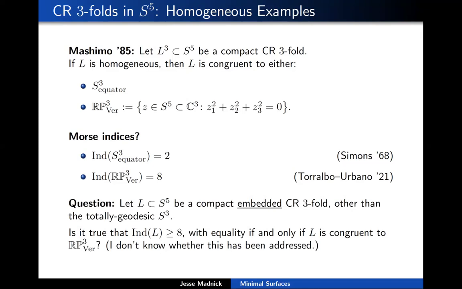I personally would be interested in knowing whether the Veronese RP3 has lowest Morse index among all compact embedded CR threefolds that are not totally geodesic, of course. So if I have a compact embedded CR threefold that's not the equatorial S3, is it true that the index is at least 8 with equality if and only if L is congruent to the Veronese RP3? Maybe someone has done this, but I haven't seen it. I don't want to say it's open necessarily, but maybe it's in some paper that I missed.